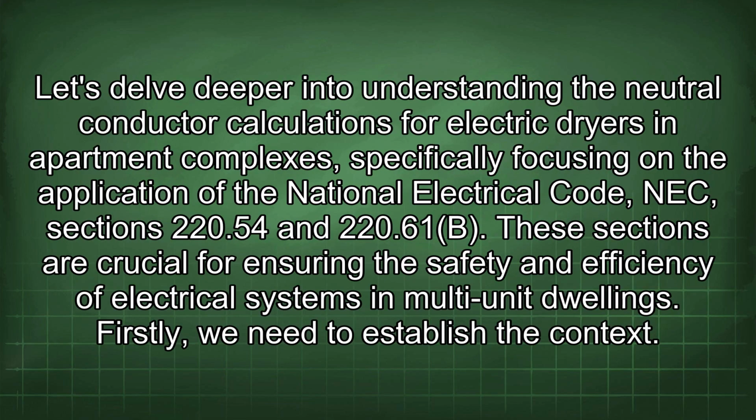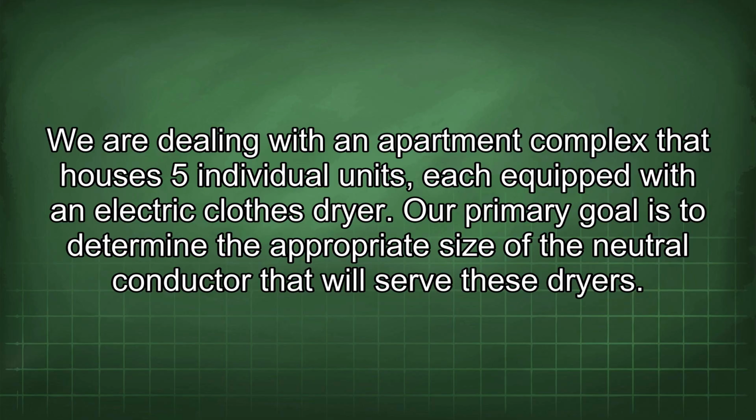Let's delve deeper into understanding the neutral conductor calculations for electric dryers in apartment complexes, specifically focusing on the application of the National Electrical Code, NEC, sections 220.54 and 220.61(B). These sections are crucial for ensuring the safety and efficiency of electrical systems in multi-unit dwellings. Firstly, we need to establish the context. We are dealing with an apartment complex that houses 5 individual units, each equipped with an electric clothes dryer. Our primary goal is to determine the appropriate size of the neutral conductor that will serve these dryers.